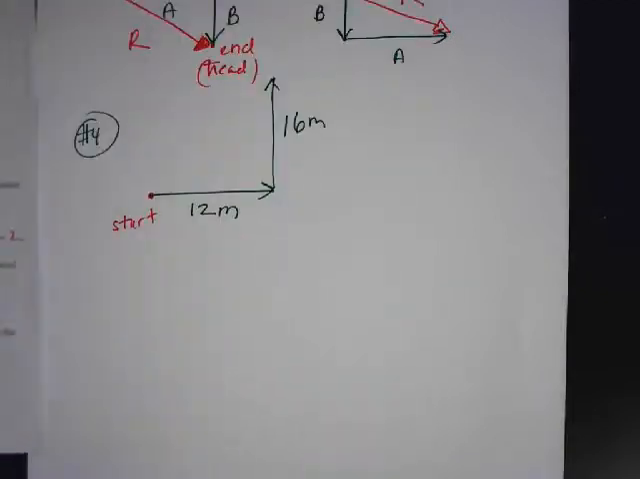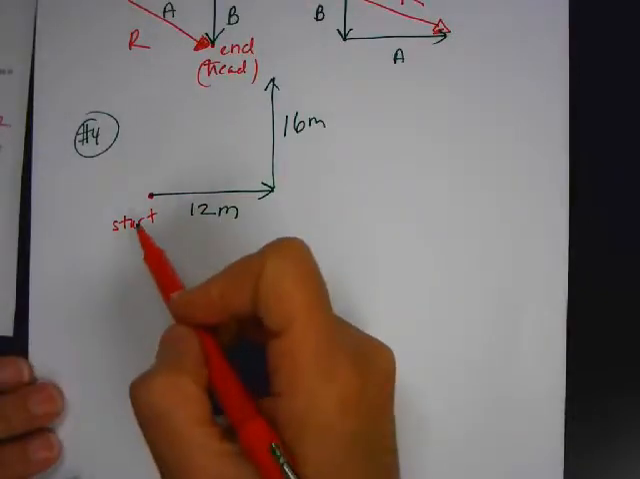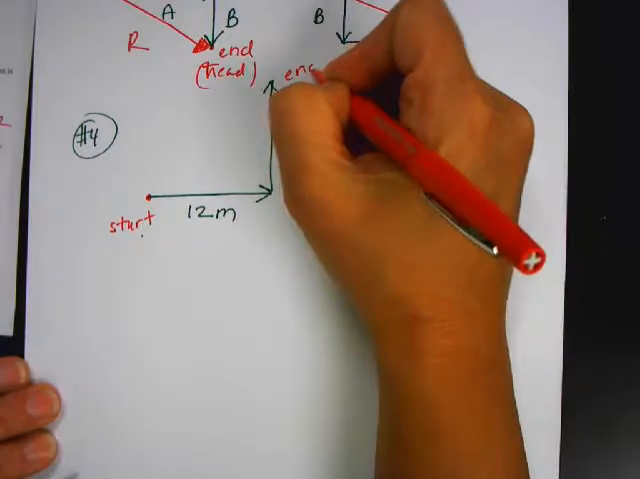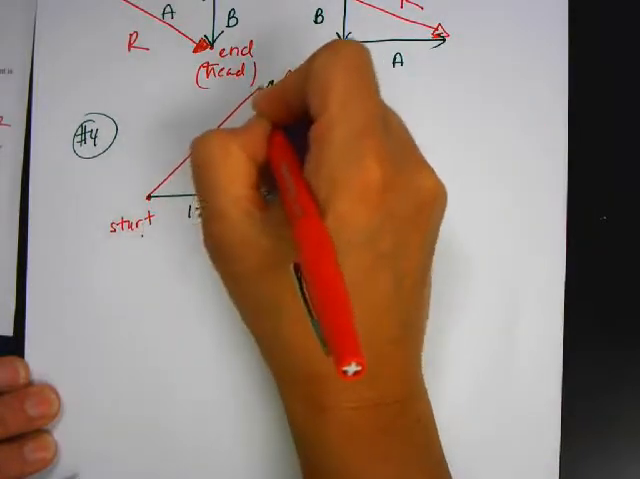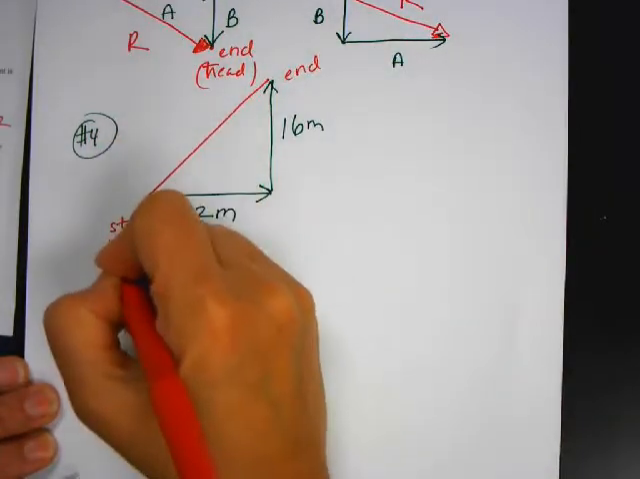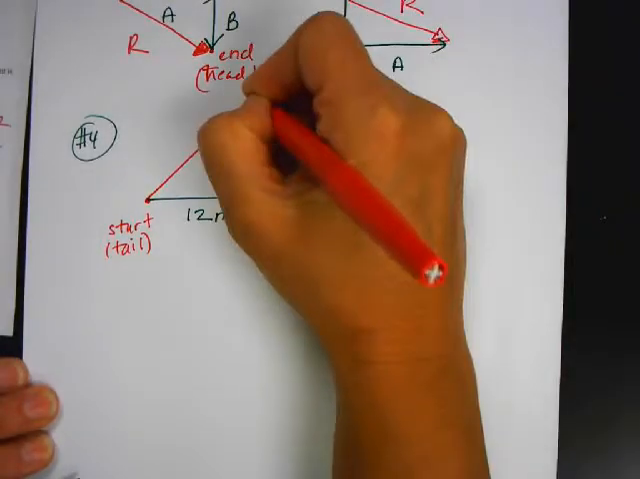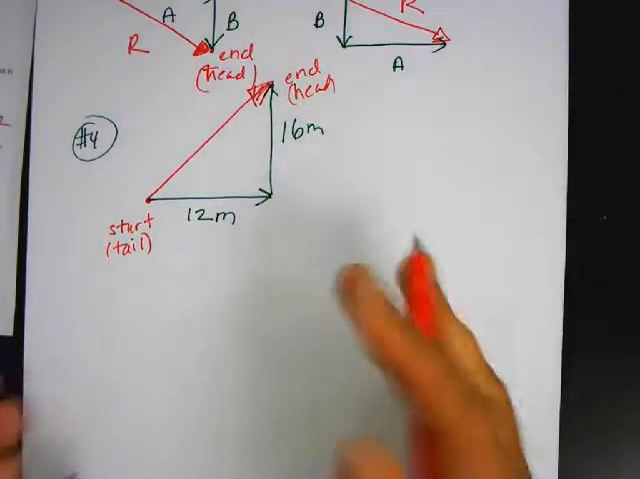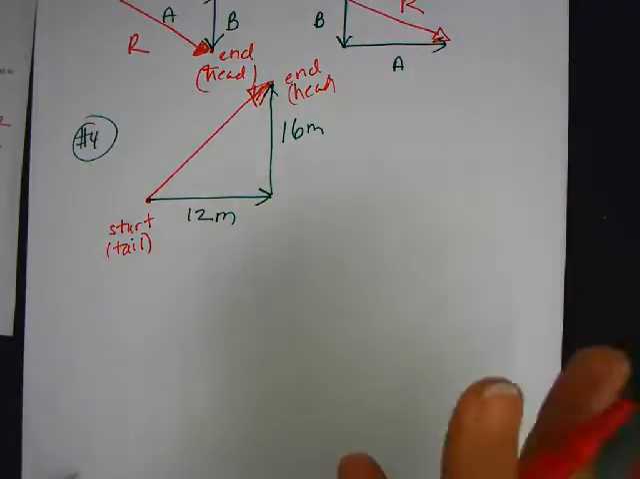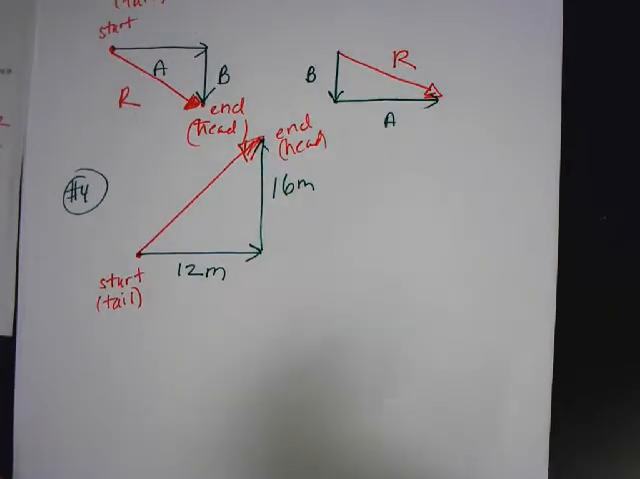So let's go back to the problem. This is where I started. This is where I end. So I'm going to draw a straight line. Where I start is the tail. Where I end up is the head. And this is where I put my arrow. Now, we don't even care about the direction. Now, if you notice, did you have to do work for this problem?